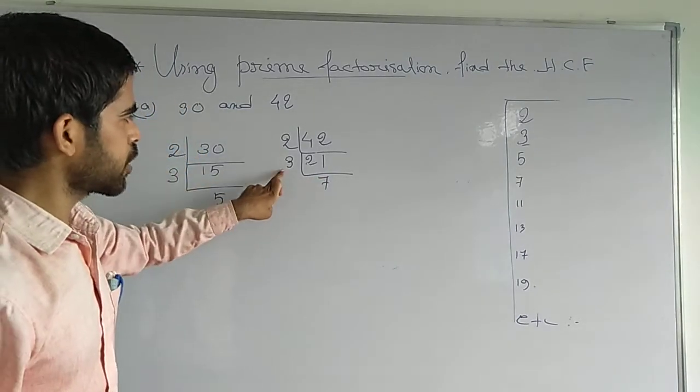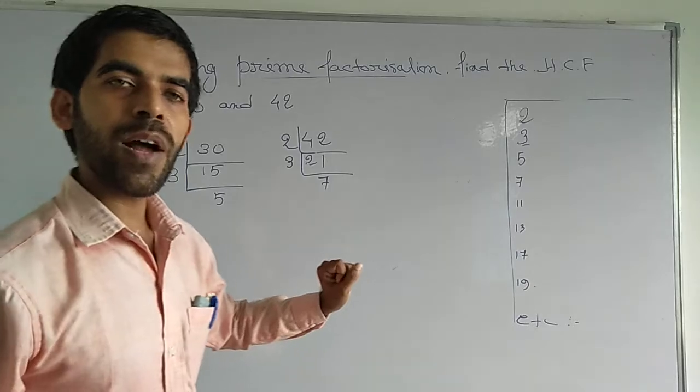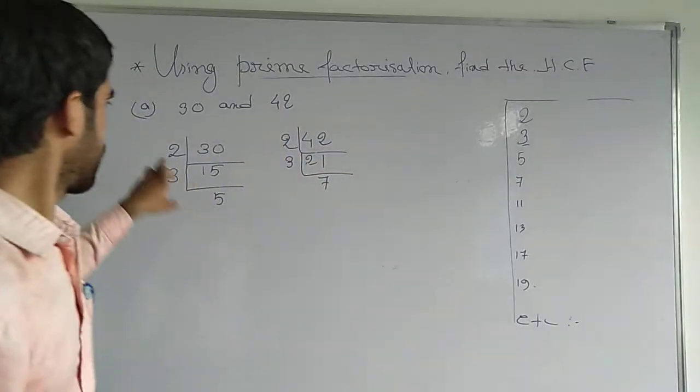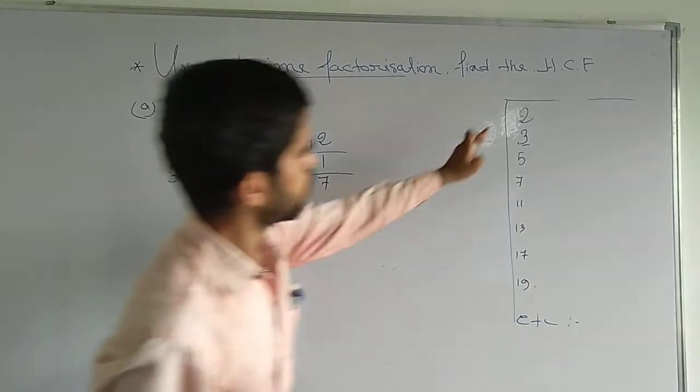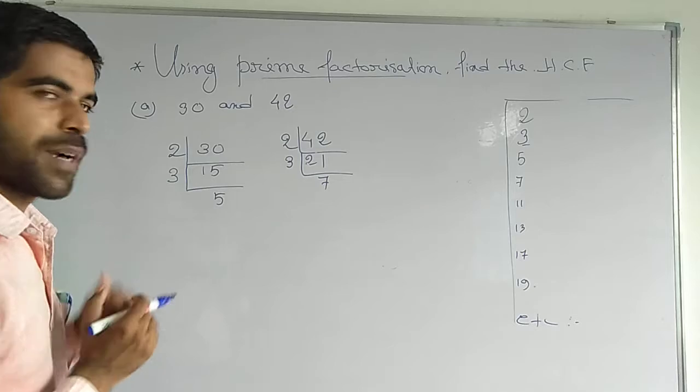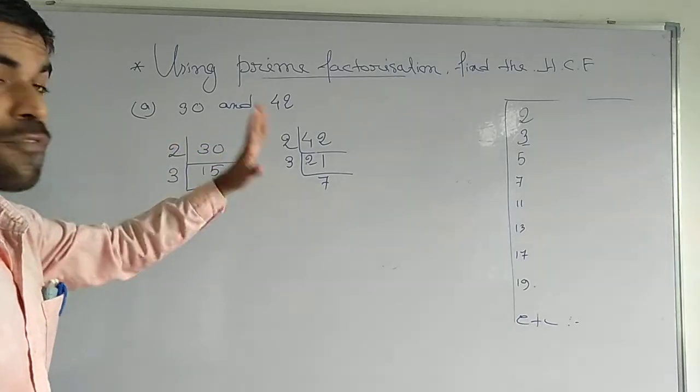Now see these 2, 3 and 7. These all are what? Prime numbers. You see 2 is there, 3 is there, and 7 is there. And there also 2, 3, 5. These are what? Prime numbers. So that's why it is called prime factorization.